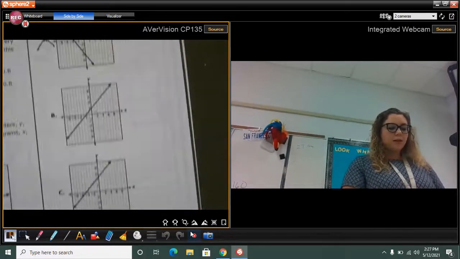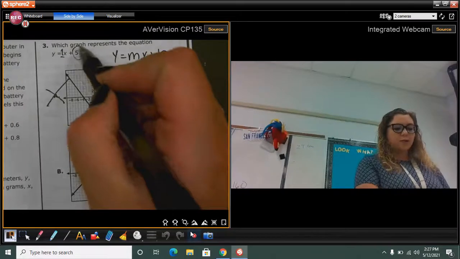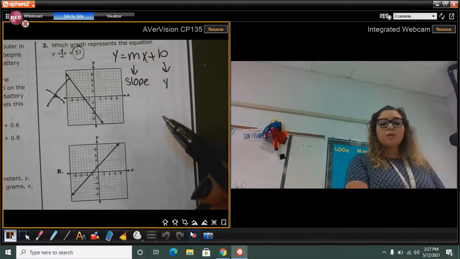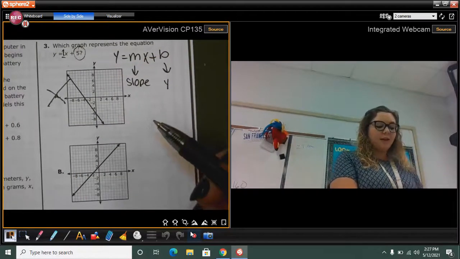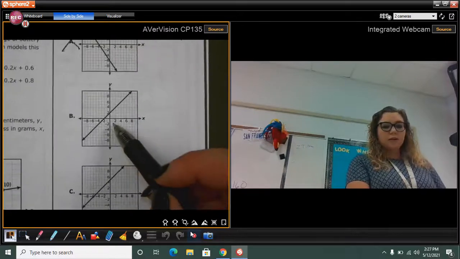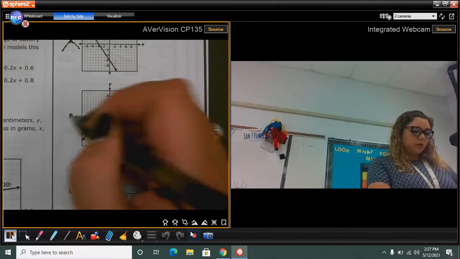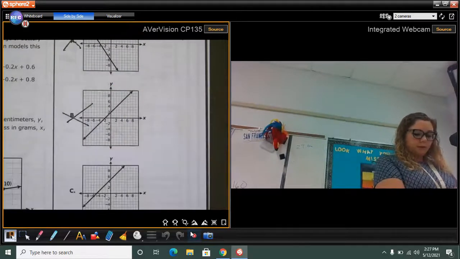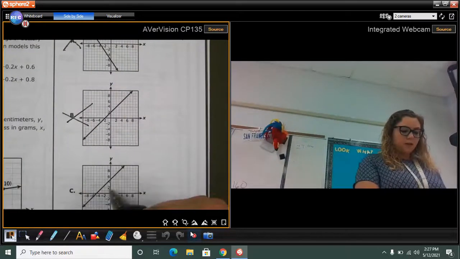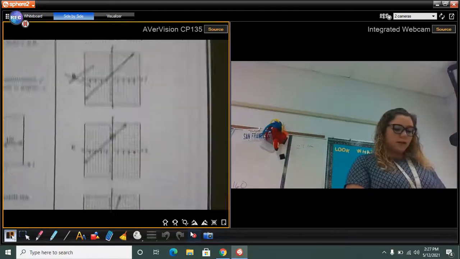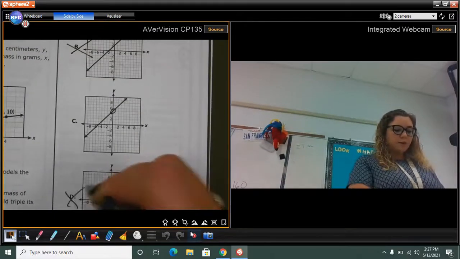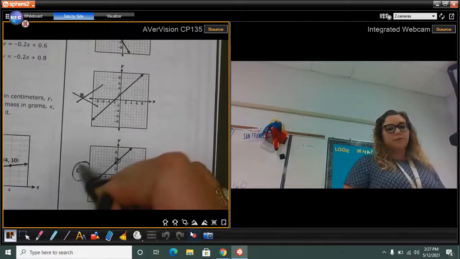Okay? So now we're going to look at my y-intercept, which is 5. So it's going to cross the y-axis at positive 5. Okay? Where does it cross here? 2, so that can't be it. Okay, what does it cross here? 5. And this last one, 0. So what's my only other option? C. Okay.